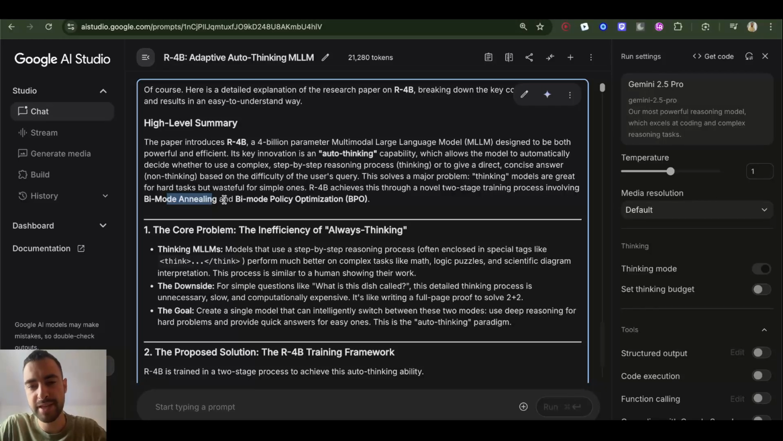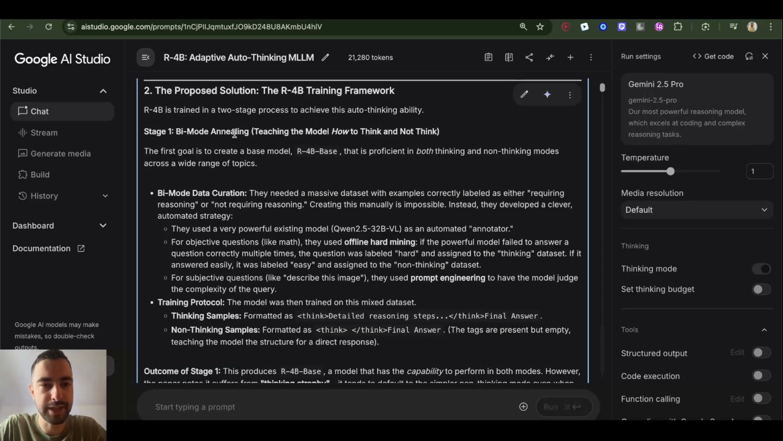To achieve this, they use a process that involves two steps: bi-mode annealing and bi-mode policy optimization. Bi-mode annealing, teaching the model how to think and not think. The first goal is to create a base model, R4B base, that is proficient in both thinking and non-thinking modes across a wide range of topics.